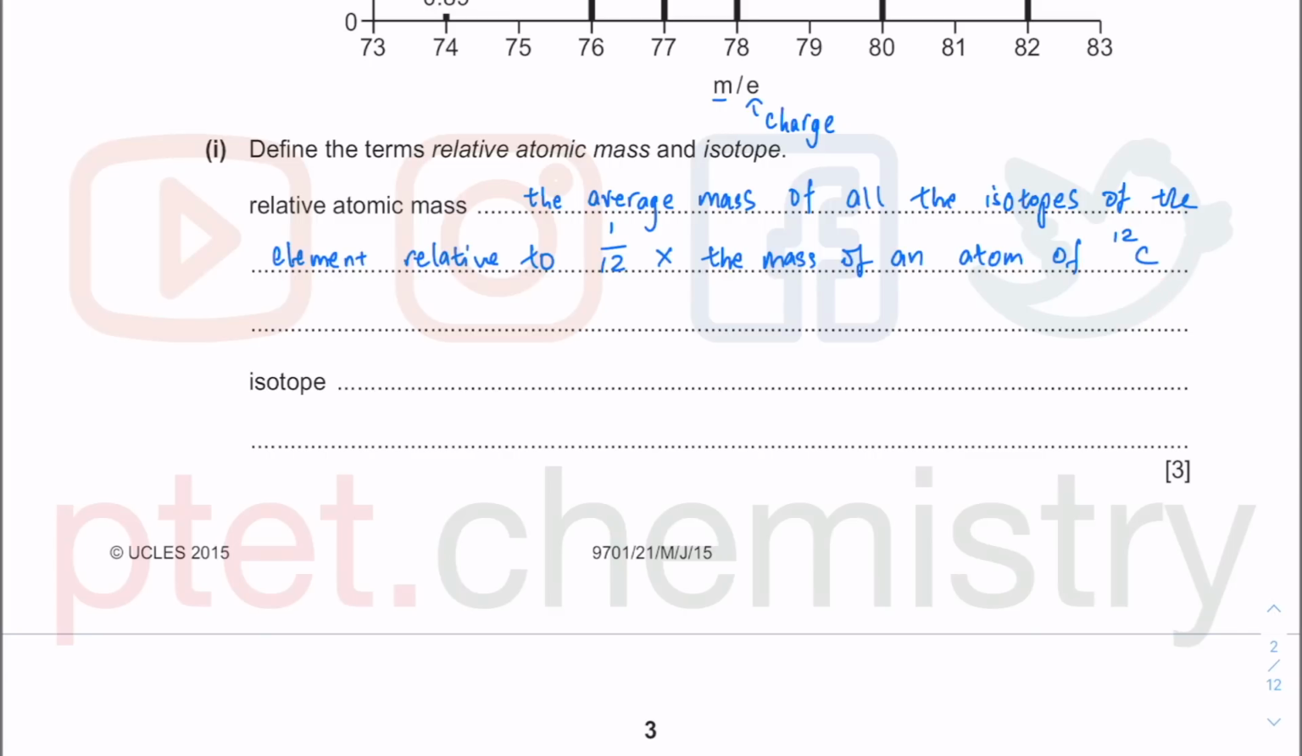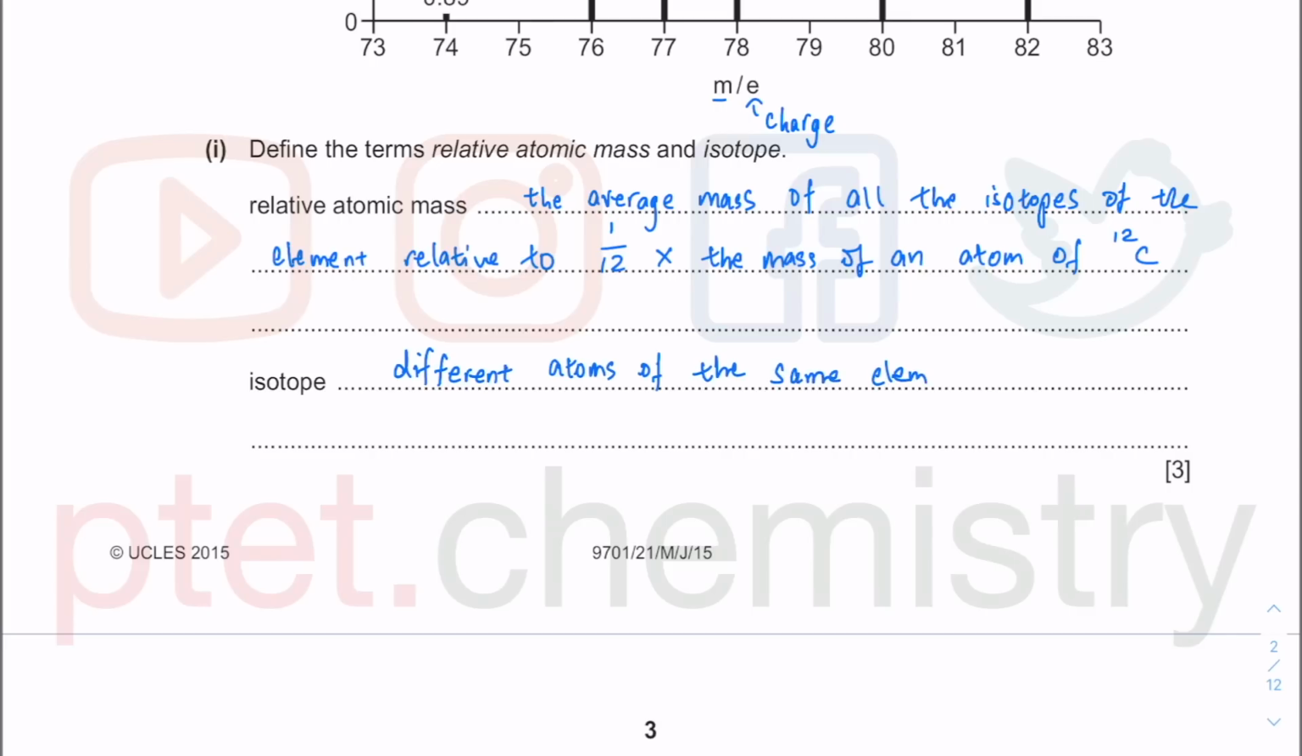I prefer to write the symbol where the 12 is on the top left, because that's the mass number, that's the nuclear number, that's the meaning of carbon-12 there. Isotopes are referring to atoms of the same element. So they are different atoms, but they are for the same element. So what is different about their atomic structure?